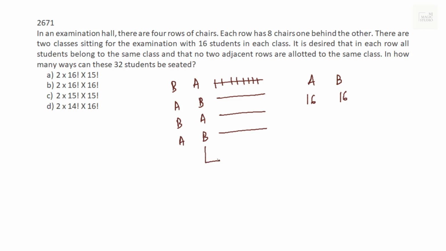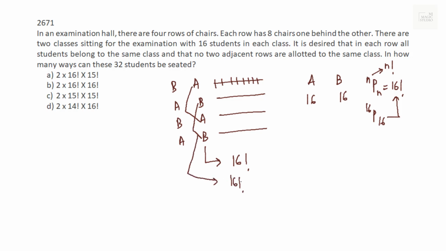So if I take the first case, these 16 people can be seated on these 16 chairs in factorial 16 ways, that is nPn, and nPn is factorial n. In how many ways n people can be seated on n chairs or arranged on n chairs is factorial n. In this case, we have 16P16, which will give factorial 16. And in how many ways B can sit on those 16 chairs, that is again factorial 16. So for case 1, total number of arrangements is factorial 16 into factorial 16.